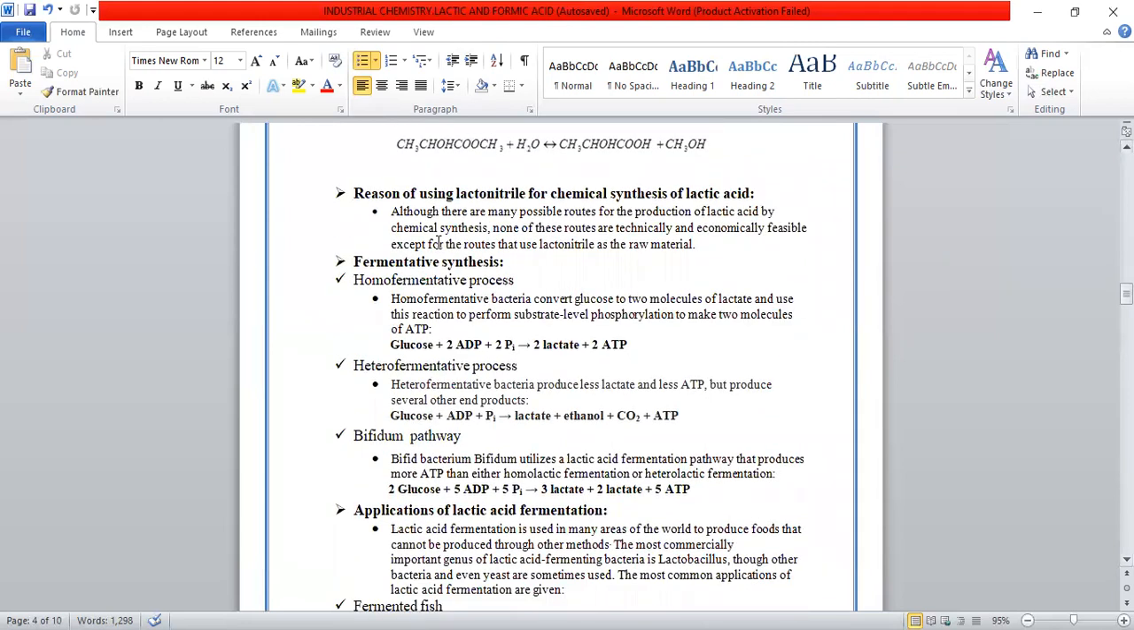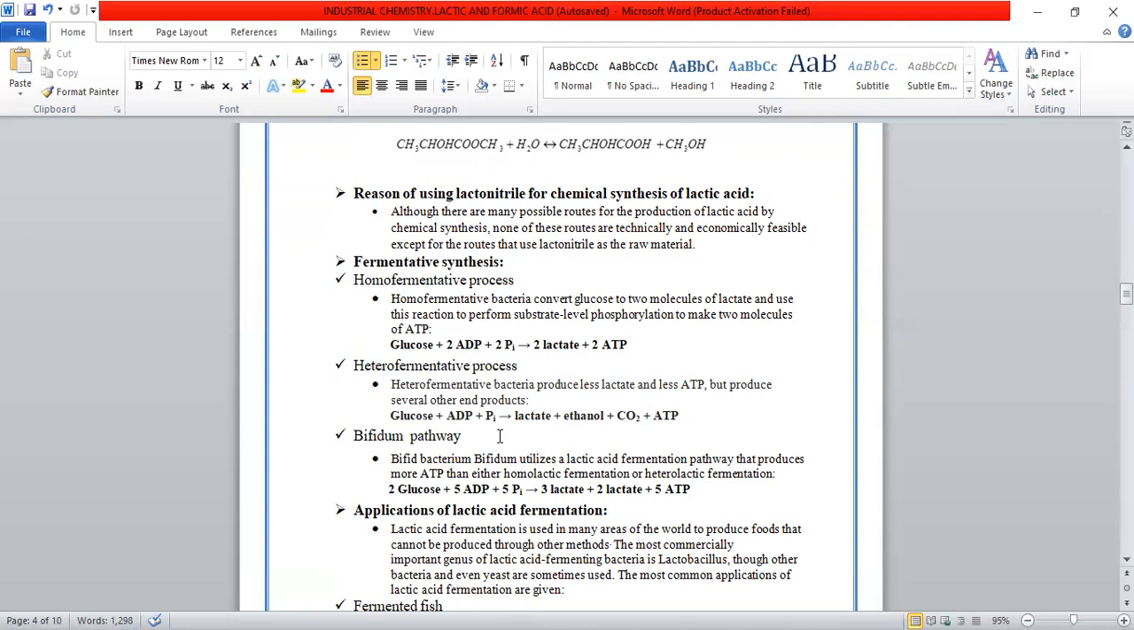Here you can see the reason for using lacto-nitrile for chemical synthesis of lactic acid. As we know, there are many possible routes for the production of lactic acid by chemical synthesis. But why do we use the lacto-nitrile route? Because none of these routes are technically and economically feasible except for the routes that use lacto-nitrile as the raw material. Then we'll discuss fermentative synthesis of lactic acid.